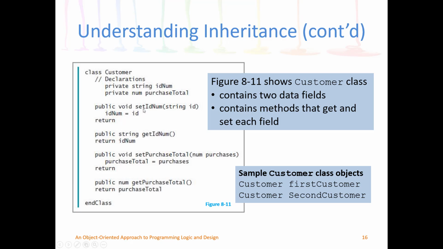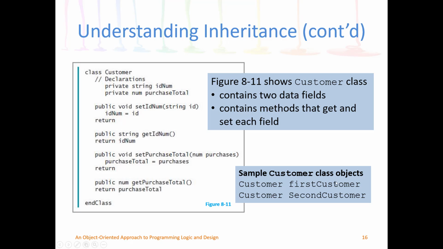So here I'm setting the ID number. Nothing's returned, so it's void. So I read in the string, set the ID number. Here I get the ID number, and I'm returning a string. So I return the ID number. Here I'm setting the purchase total, purchases goes into purchase total. I'm returning nothing, so it's void. And here I'm getting the purchase total. And again, I'm returning a number, and it's the purchase total. These are the methods. These are the attributes for this class.